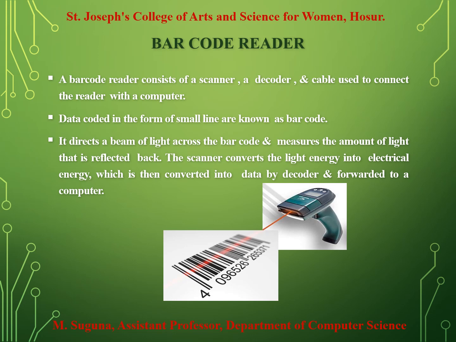Next, coming to the barcode reader. Barcode reader is somewhat similar to a handheld scanner. A barcode reader consists of a scanner, decoder, and a cable used to connect the reader with a computer. Data coded in the form of small lines are known as barcodes in black and white. It directs a beam of light across the barcode and measures the amount of light that is reflected back. The scanner converts the light energy into electrical energy, which is then converted into data by the decoder and forwarded to a computer.